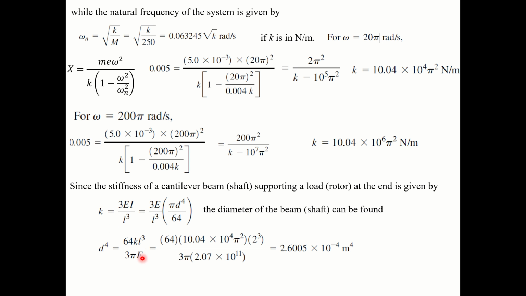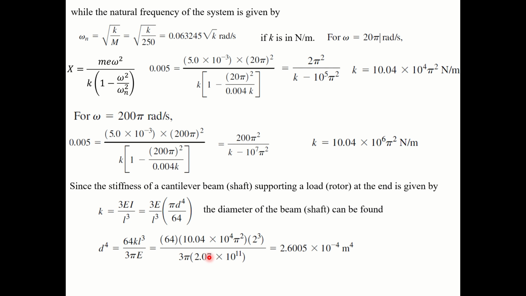Okay, 3 pi E. Now 64 into K, you have taken the least value. Take the least value, don't take the highest value. Take the least value, 0.05 into 10 raised to 4 pi square. Next, length, that is 2 meter, 2 cube. This is 0.027 into 10 raised to 11.